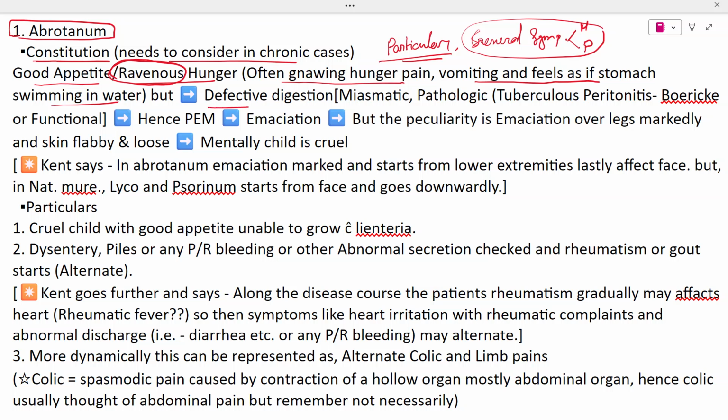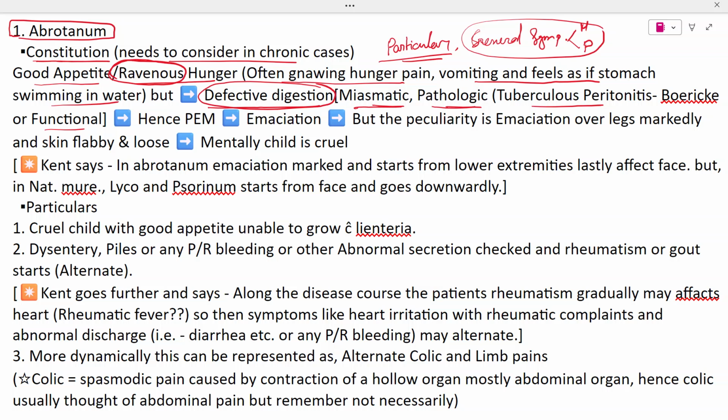Next, the defective digestion: miasmatic, pathologic, tuberculous peritonitis, as Boericke suggests, or any functional disease. So it means the patient has a good appetite, but the digestion is defective. Maybe there is a problem in assimilation or maybe indigestion. The patient cannot digest the food. Why? Maybe there are two reasons: one is miasmatic and the other is pathologic. Maybe there is some pathology going on inside his bowel, or it is miasmatic.